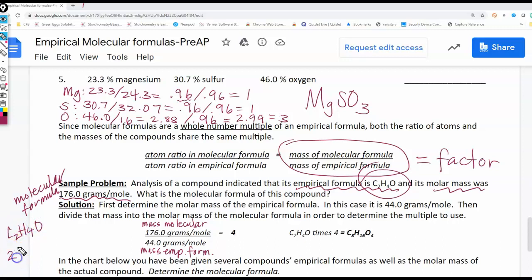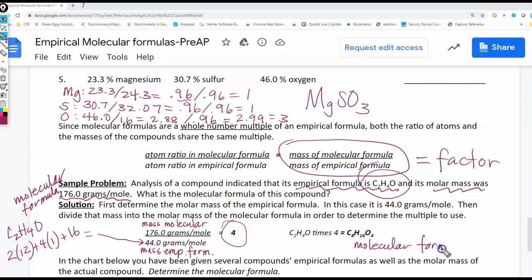C2H4O adds up to 2 times 12 plus 4 times 1 plus 16. So atomic masses all added up, so that's 24 plus 4 makes 28. Plus 16, that actually does equal that 44 right there. When we do the math of the molecular formula mass divided by the mass of the empirical formula, we get a factor of 4. And when we multiply C2H4O times 4, we end up with C8H16O4.